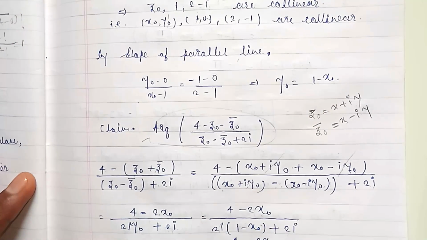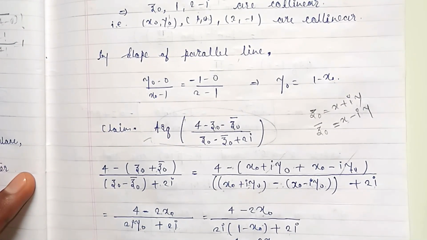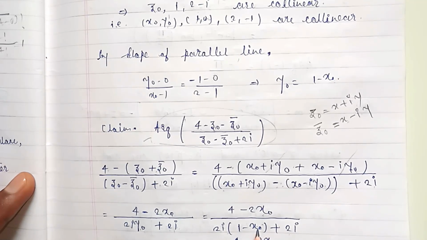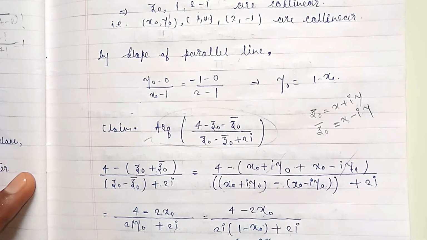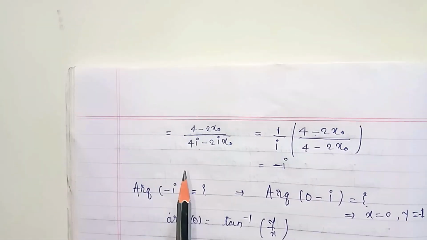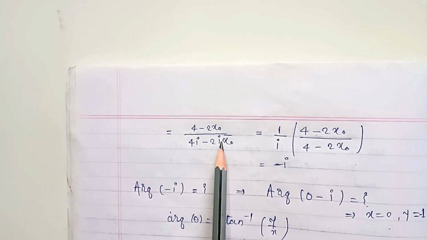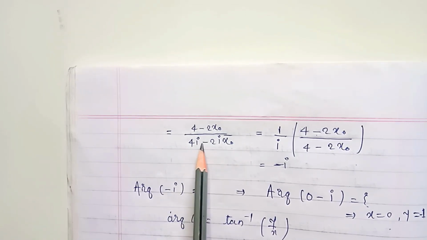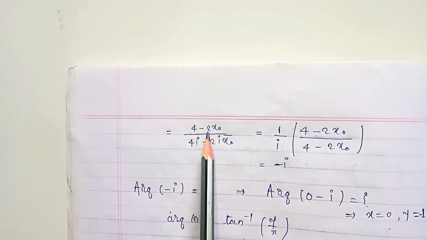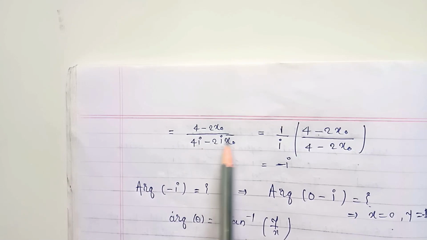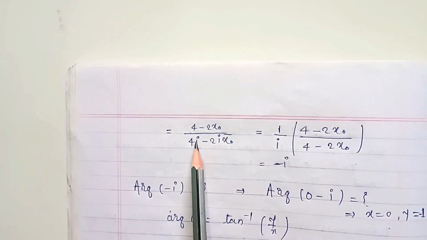So 4 minus 2 times x naught, so 2i minus 2 times x naught plus 2i. So 2i plus 2i is 4i, and 2 times i times x naught is here. So in my next step we can see 4 minus 2 times x naught upon 4i minus 2i x naught. No need to take 2 common, try to make numerator and denominator the same. Take 1 upon i common here, 4 minus 2 times x naught and 4 minus 2 times x naught.